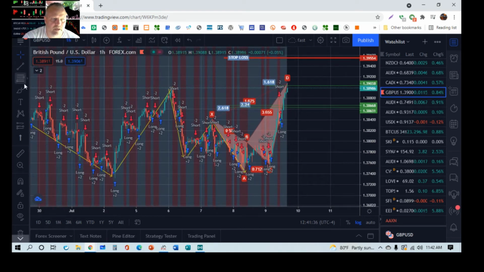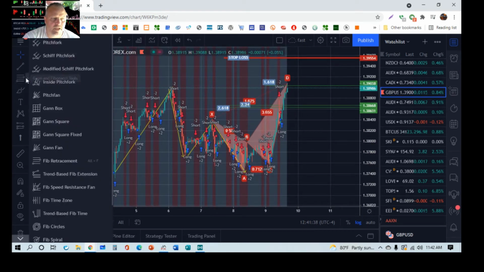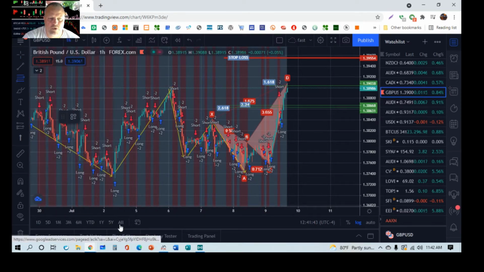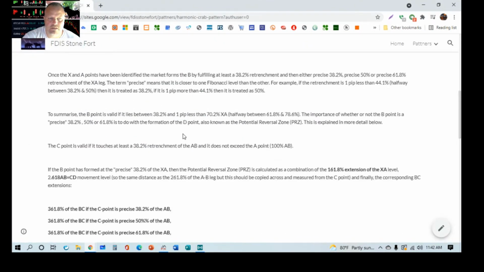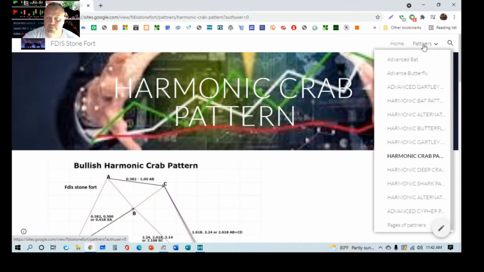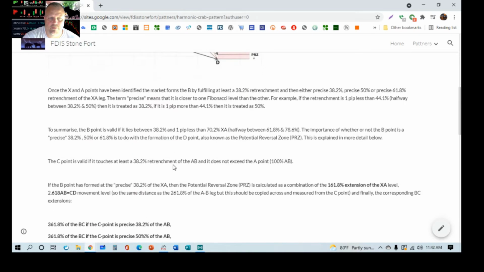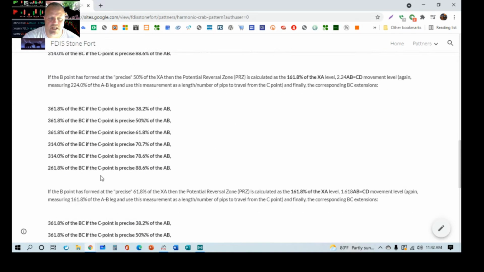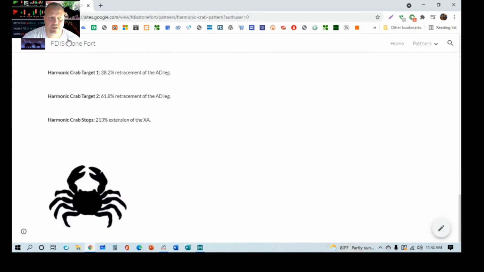So in this pattern form, I'll take my Fibonacci and you measure and see if you can get the exact measurements. If you go to my website, the measurements are here. You look under the patterns, all of them are here. You can see which pattern you can form, which one comes up. It tells you exactly how each pattern forms. And this one's going to be the crab pattern.